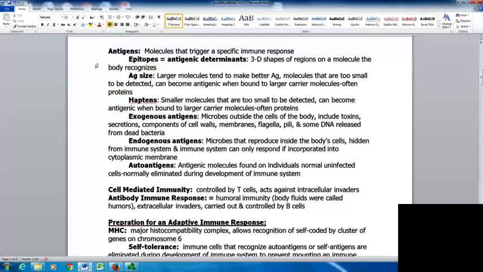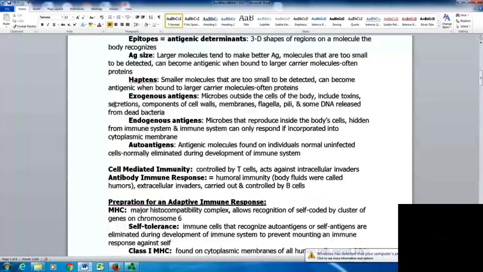Molecules that are too small to be detected can sometimes become antigenic when they're bound to larger carrier molecules, which are often proteins. Haptens are smaller molecules that are too small to be detected. They can become antigenic when they're bound to larger carrier molecules.